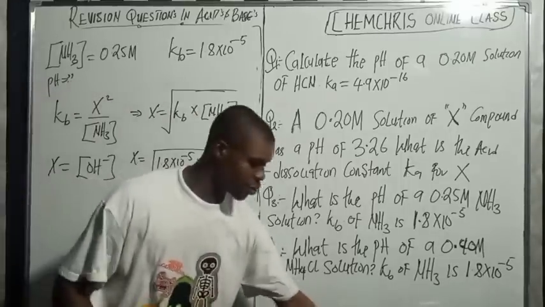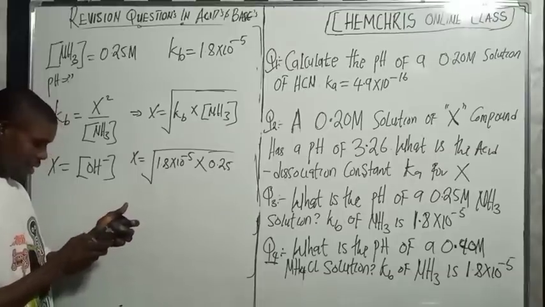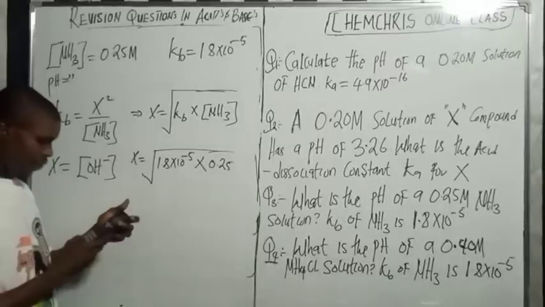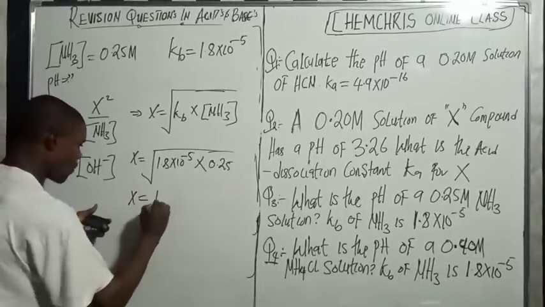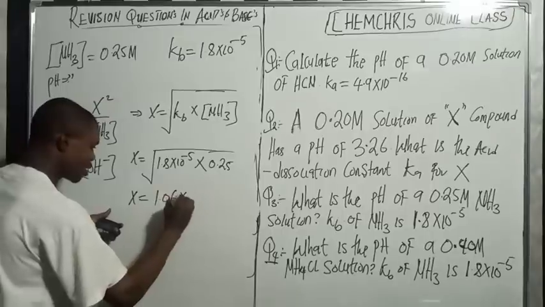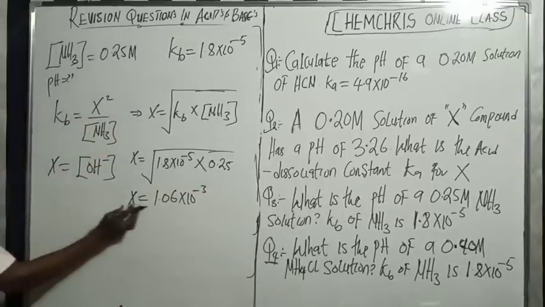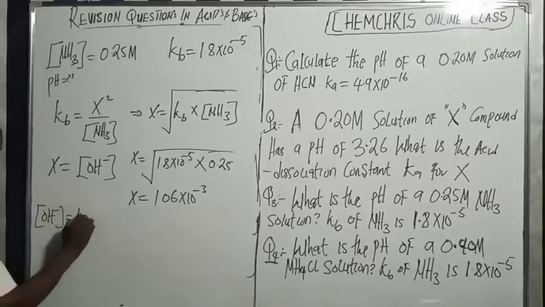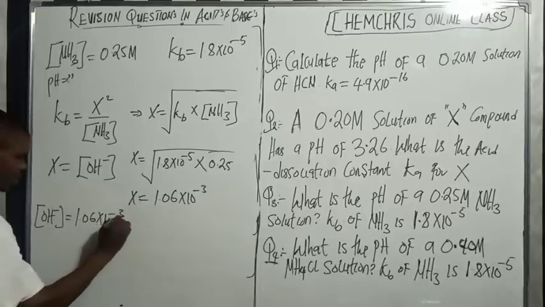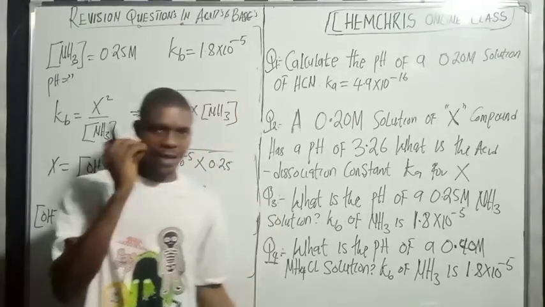So what I want to do here is to bring out your calculator. Square root of 1.8 exponential minus 5 times 0.25. So here we have x equals 1.06 exponential minus 3. So it means that my OH minus is 1.06 exponential minus 3 molarity.